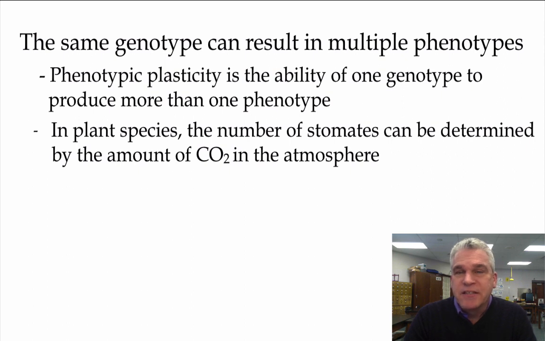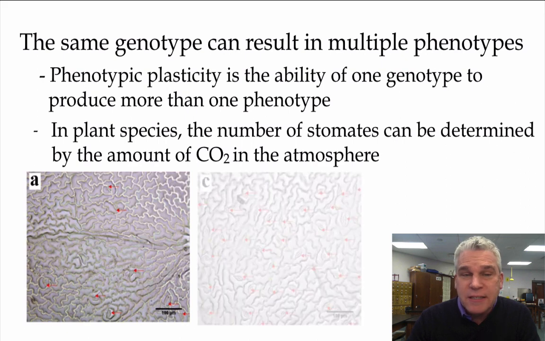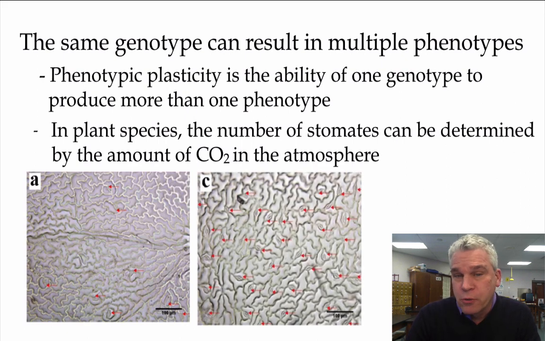In plant species, the number of stomates can be determined by the amount of carbon dioxide in the atmosphere. For instance, here we're taking a look at the underside of a leaf, and the red arrows are pointing to the stomates. Now, in areas where there's higher amounts of CO2, there's going to be fewer stomates. Remember, the stomates are little tiny holes in the leaf that allow carbon dioxide to get inside the leaf for photosynthesis. In areas where there's less CO2, there's going to be more stomates. So the plant needs to get a certain amount of CO2 in order for photosynthesis to take place, so they can alter the number of stomates that they produce.